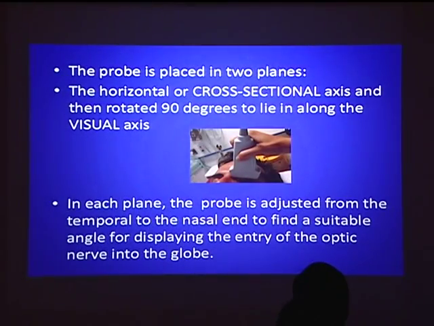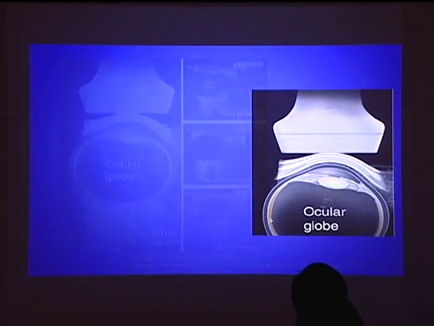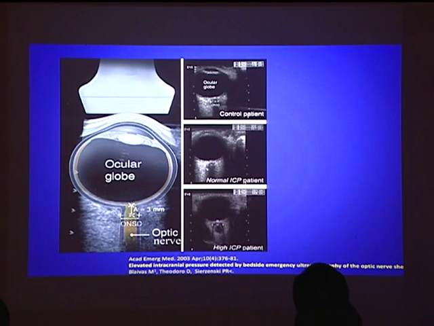I do not have too much time, let me hurry. Just going to at least specify that the measurement is usually performed 3 millimeters behind the globe, because at this level the structures are more flexible, and so the dilation corresponds more to the intracranial pressure growth.